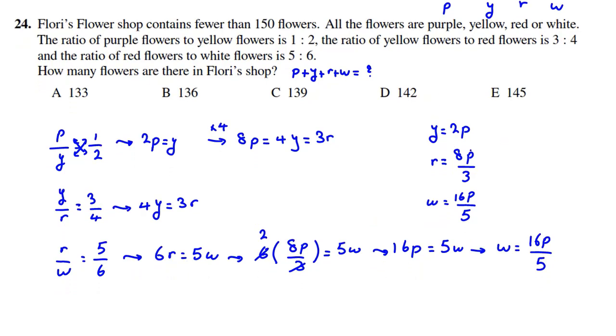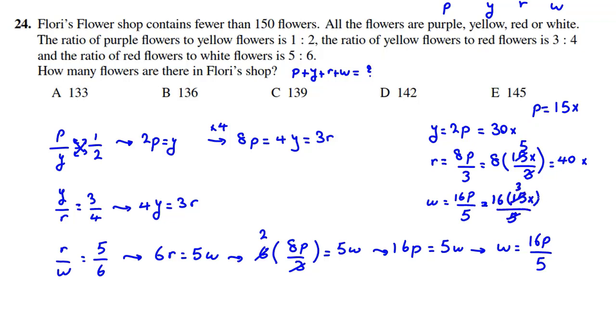And here, we know because here p is multiple of 3, p is a multiple of 5, so we conclude that p is multiple of 3 and 5, so p is multiple of 15. So I can write p is equal to 15x, for example. So if you write all of them in terms of x, it will be 30x, 2 times 15x. 15x over 3, 5, so it will be 8 times 5, 40x. Next one, 16 times 15x over 5. If we divide, it will be 3.